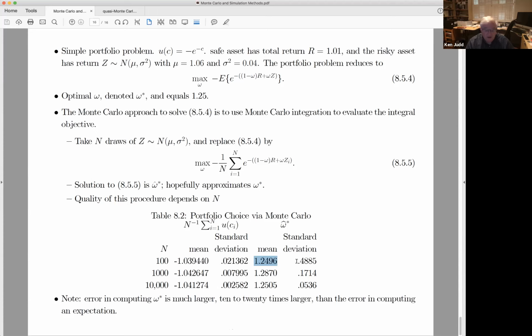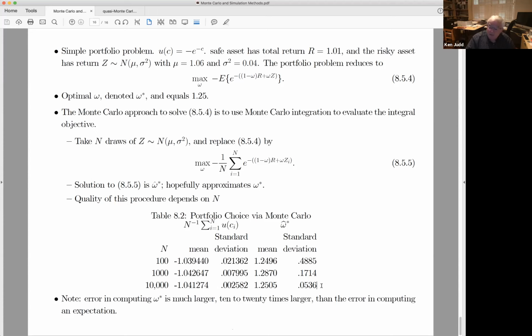That may look good, but look at the standard deviation. Standard deviation is almost 0.5. So that means that a lot of times your portfolio allocation is way off. Just because you do a good job on evaluating the expected utility does not mean that you can then optimize over the omega to find out the optimal omega. You have to have 10,000 draws in order to get a standard error down to 0.05.